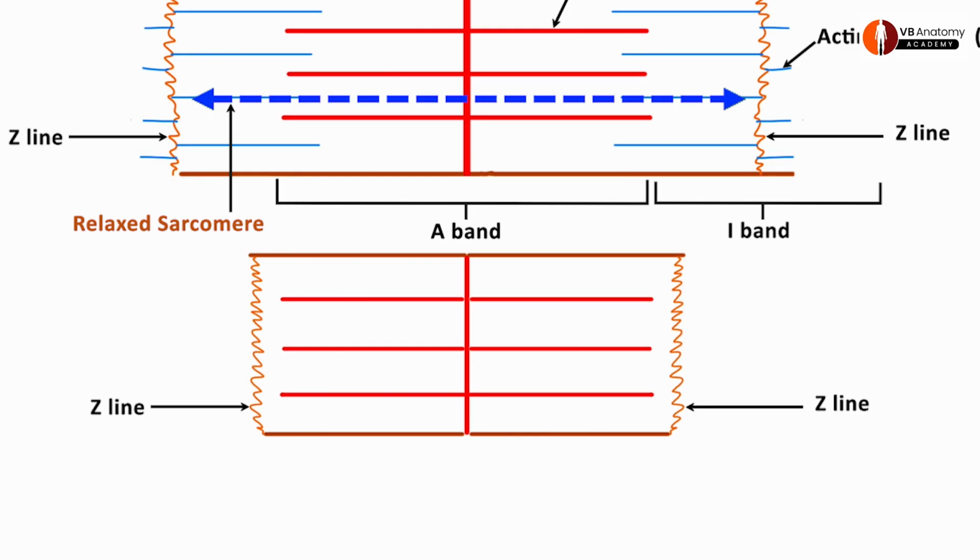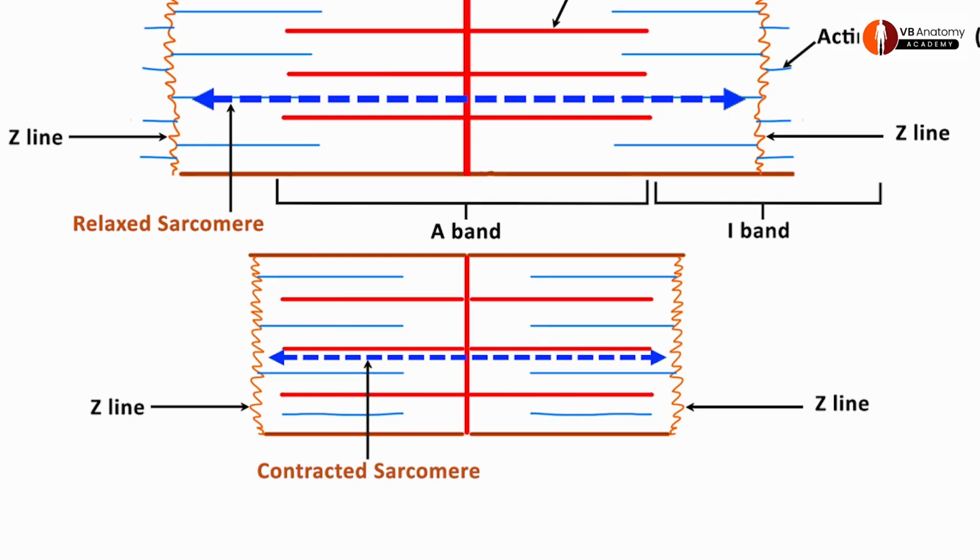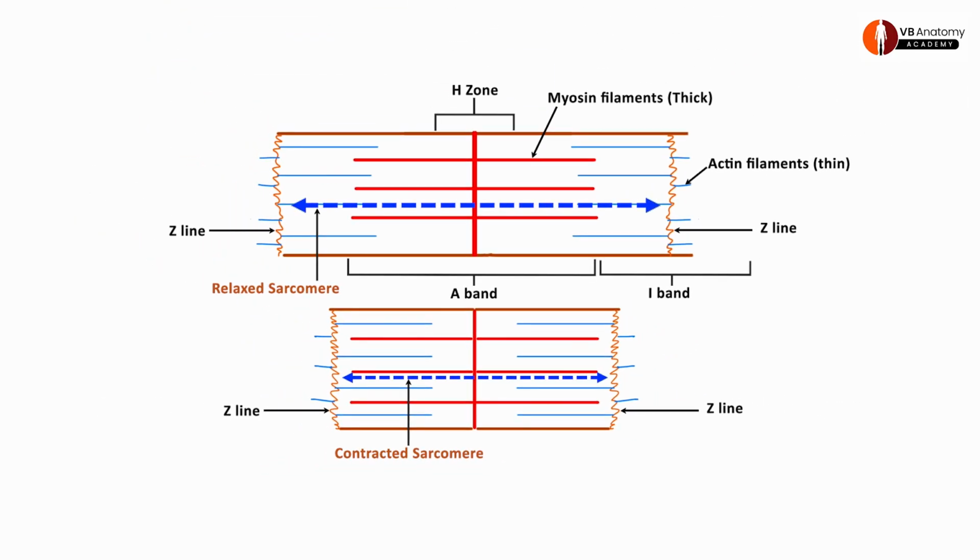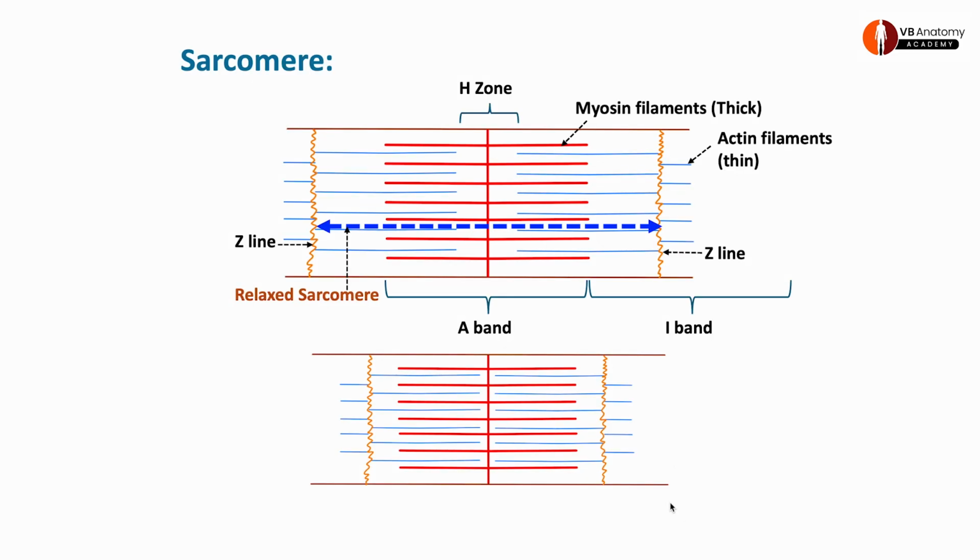Thus the actin filaments, which are thin, have interdigitated with the myosin filaments, reducing the actual length of the sarcomere. Let's label this now. This is what you have drawn. These are the two Z lines which have come closer together, and therefore the sarcomere has contracted. This is the diagram of a contracted sarcomere.